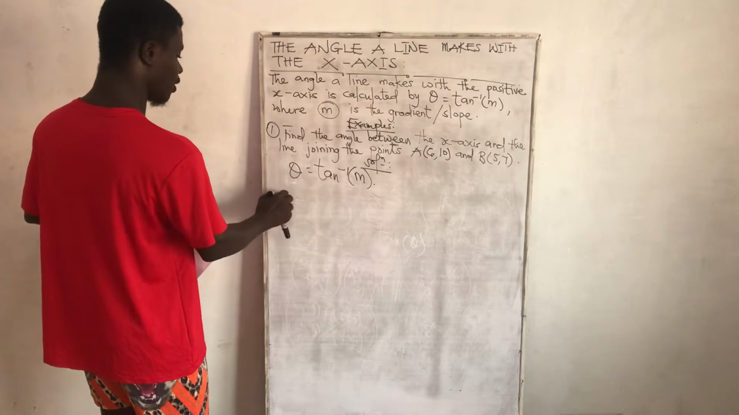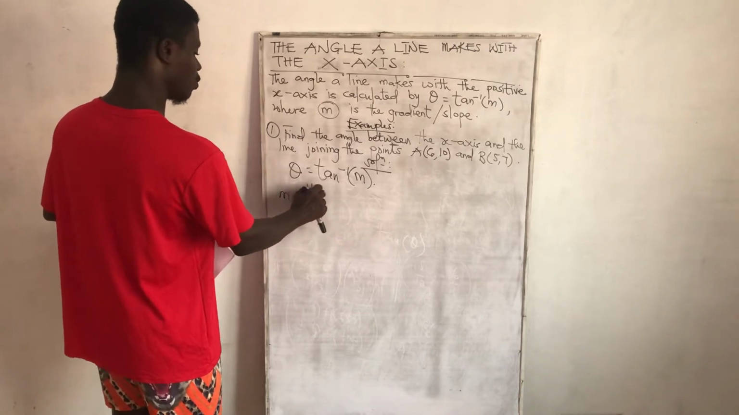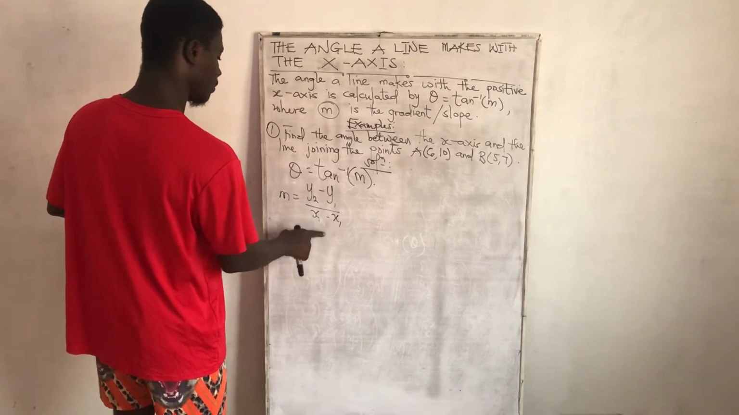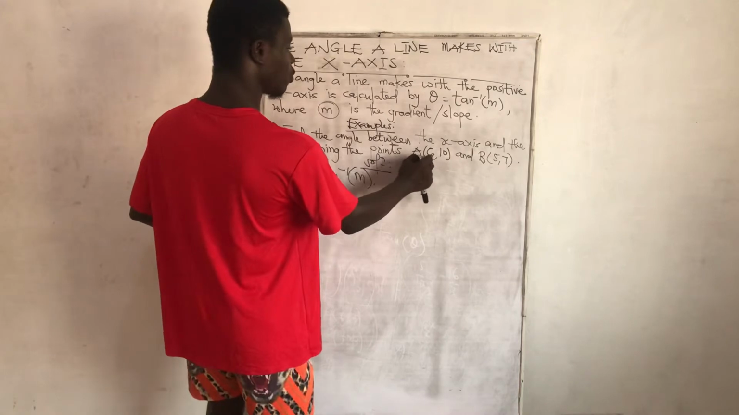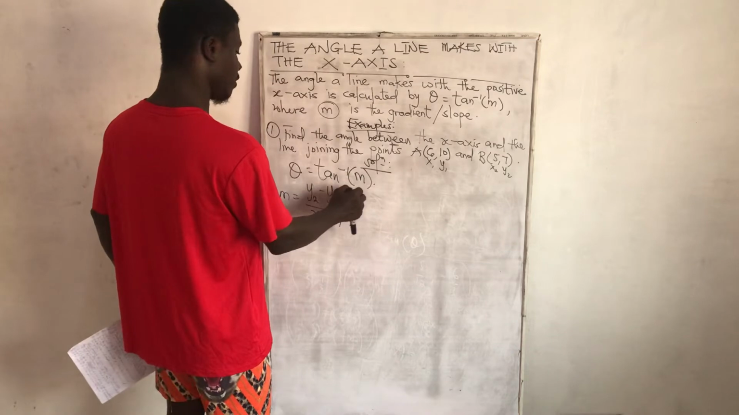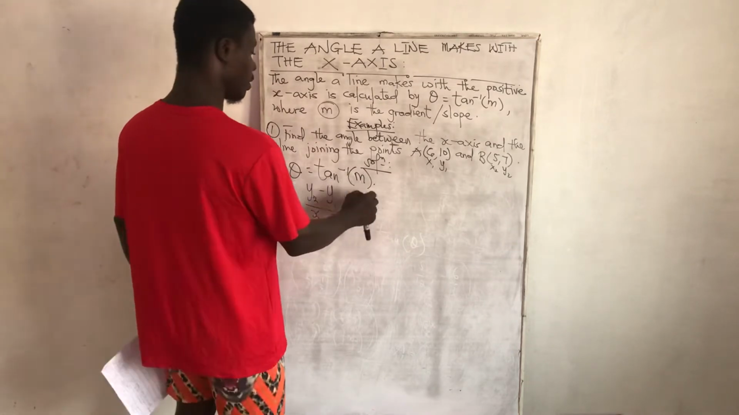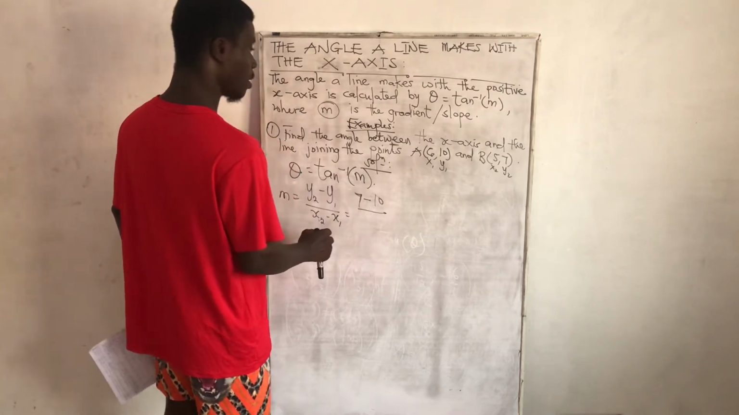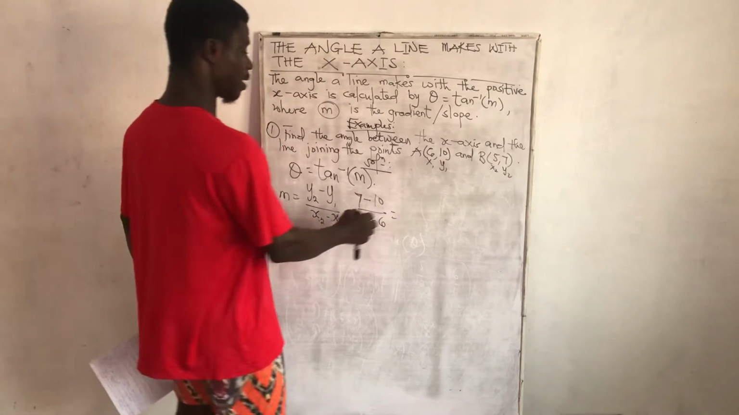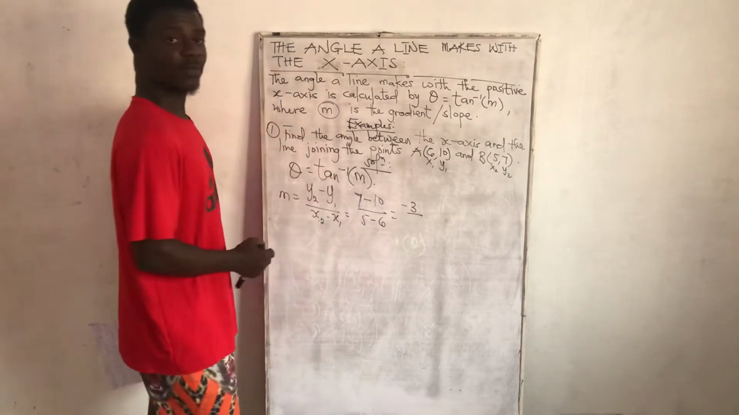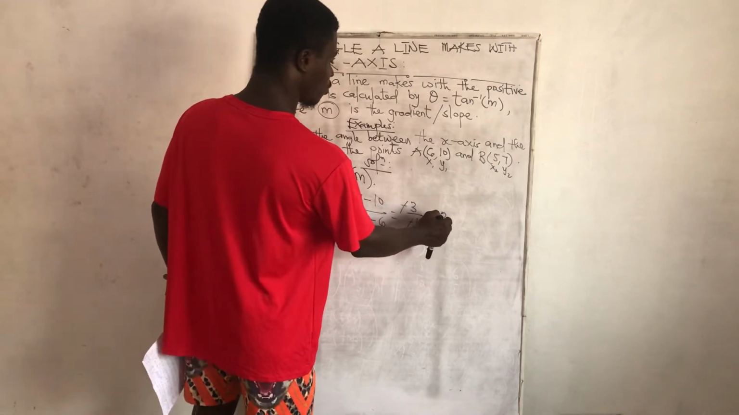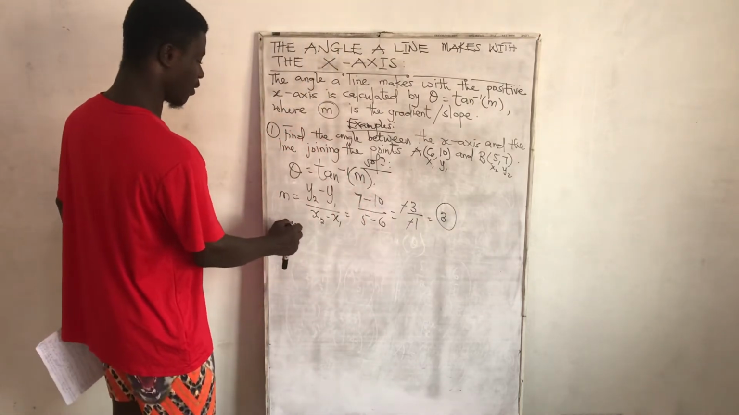So how do we find the gradient M? That's y2 minus y1 all over x2 minus x1. I have x1, y1, then x2, y2. So y2, which is 7, minus y1, which is 10, all over x2, which is 5, minus x1, which is 6. So 7 minus 10 gives us negative 3, all over 5 minus 6, which gives us negative 1. The negatives cancel, and we get positive 3.